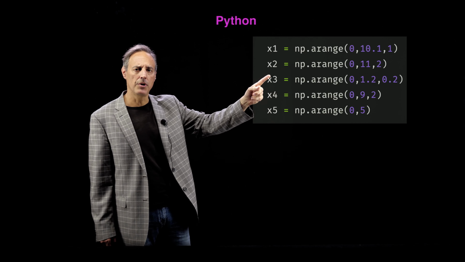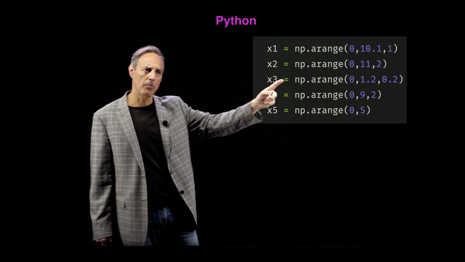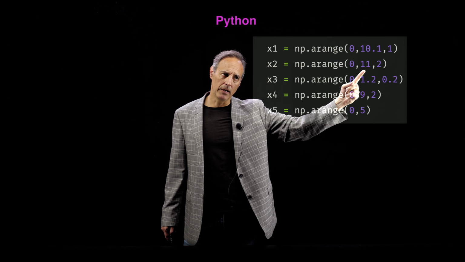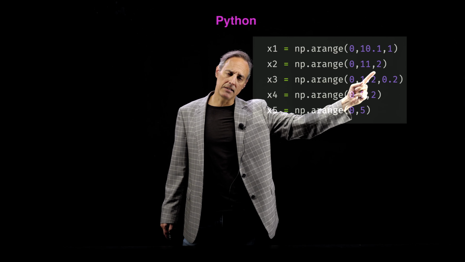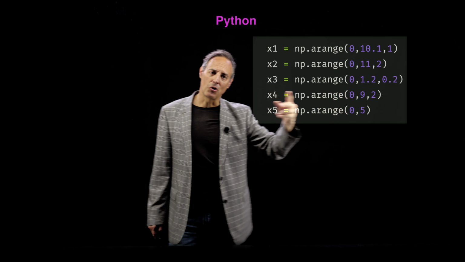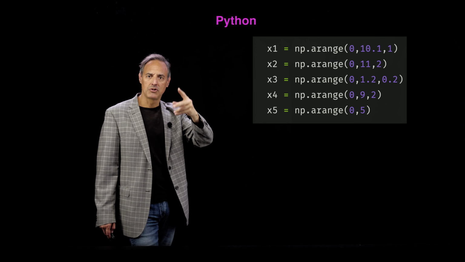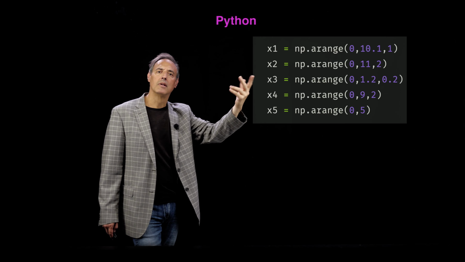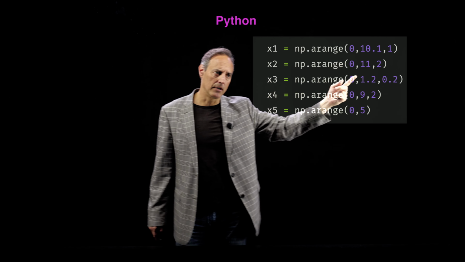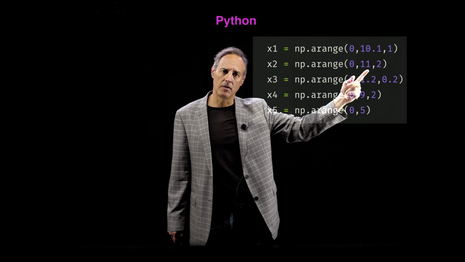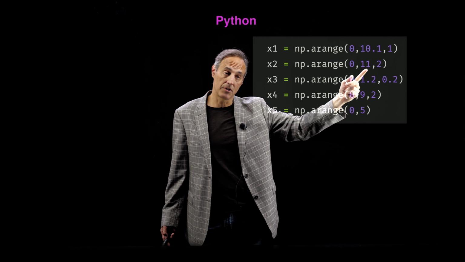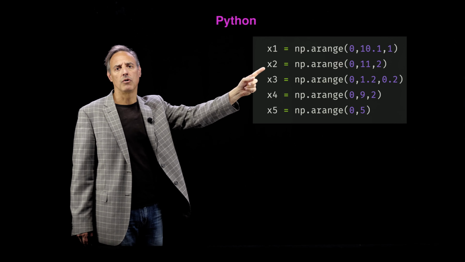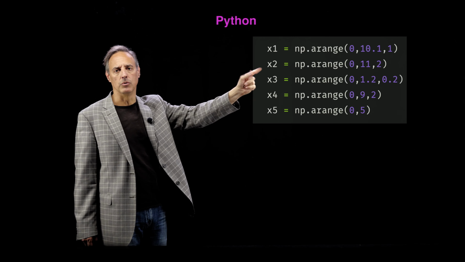Let's talk about x2 here. x2 now is np.arange. Again, start point 0, end point 11, and this says take steps of 2. So now it's going to go 0, 2, 4, 6, 8, 10. 11 is the big number here, so it's not going to go past this; 12 would be the next number. It does not include it, so it stops at 10. So this now makes a vector going from 0 all the way to 10 in steps of 2.